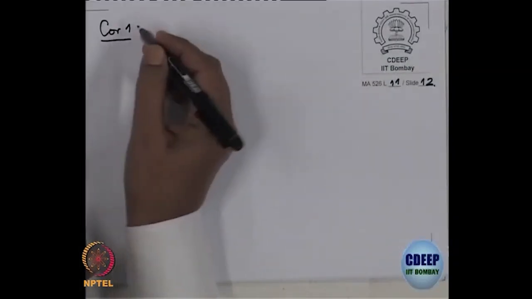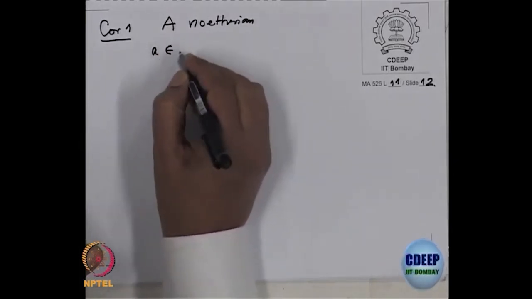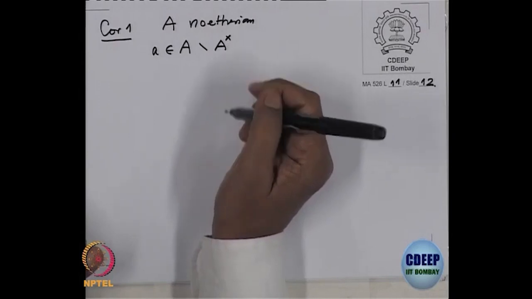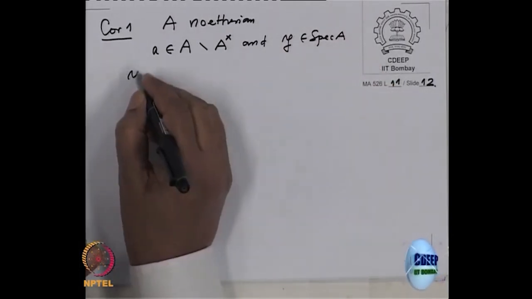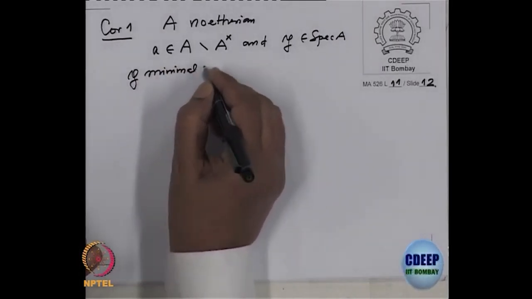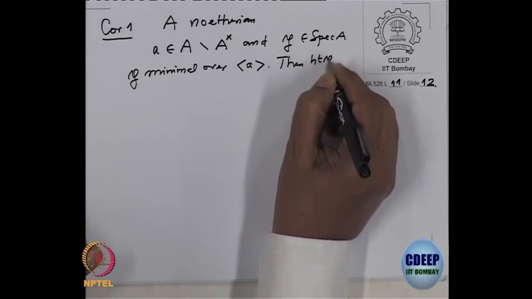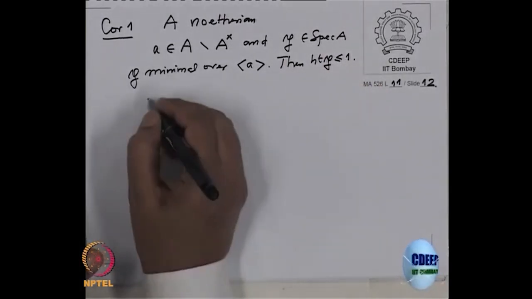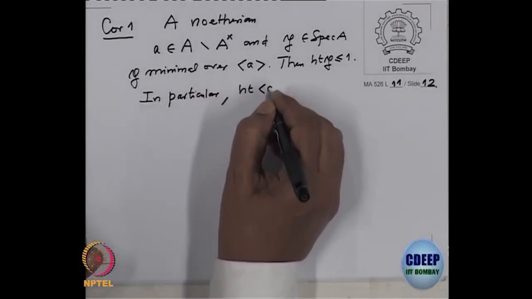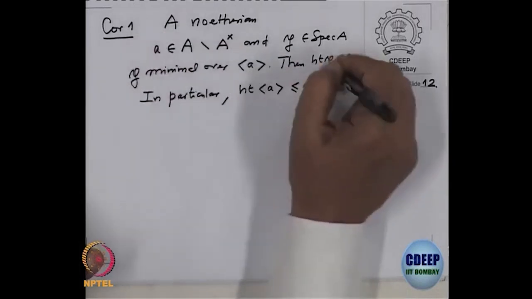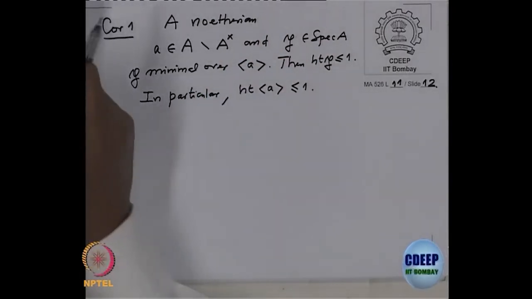Corollary 1: if A is noetherian, and I take any element in A which is a non-unit, and P is any prime ideal minimal over this, then height of P is less than or equal to 1. This is, in particular, the statement that the height of a principal ideal is less than or equal to 1. This was actually Krull's principal ideal theorem. This is the case R equal to 1 from statement 1. Okay. One more corollary I want to write.